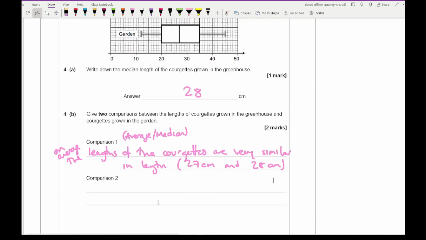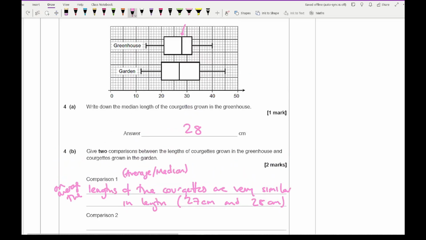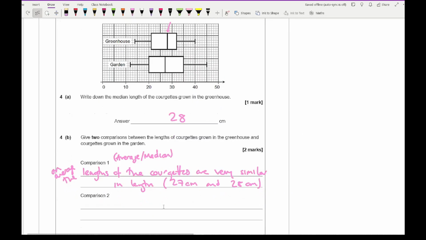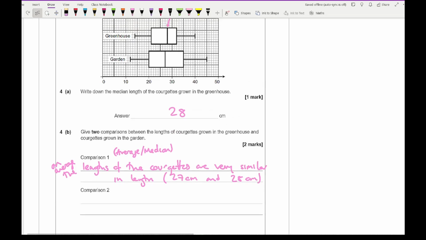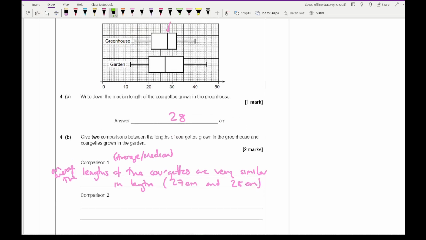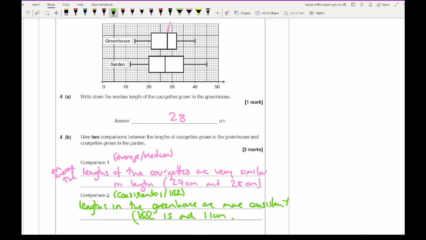Then for the second statement, you want to comment on the consistency. So again, if I just zoom out a little bit here so we can see both, and let me just alter the screen so we've got it there. So here you want to comment on the consistency, the IQR. So here you can say that the lengths in the greenhouse are more consistent. And again, quoting the IQR values, it's 15 and 11 centimetres. And again, if you want to do that, then that's absolutely fine.